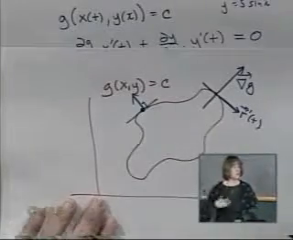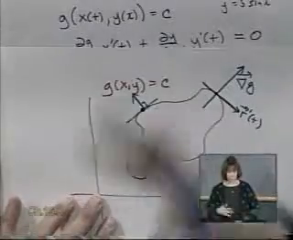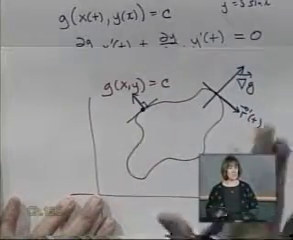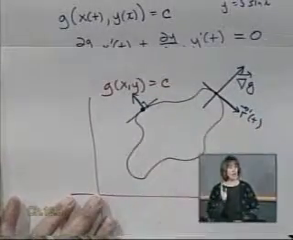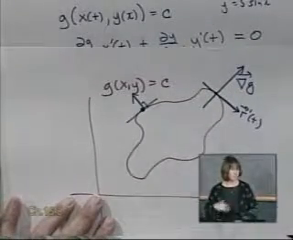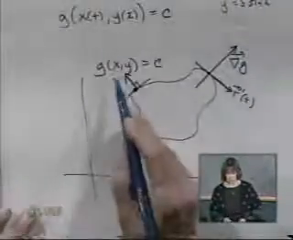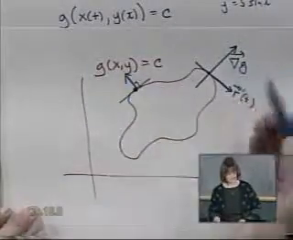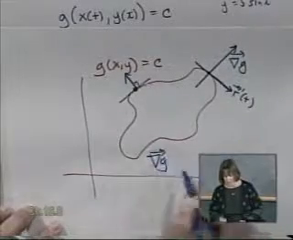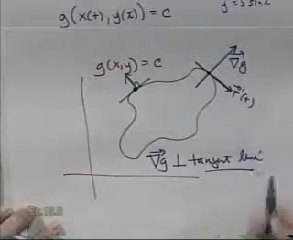Now, if you had g of x, y, z equals a constant, it's a surface. And we could prove, but we're not going to, that the gradient there is always going to be perpendicular to the tangent plane. We actually did it a few days ago, but I'm just going over this again. All I proved right now is if I have my function g of x, y equals a constant, the gradient is always perpendicular to the tangent line to that curve.